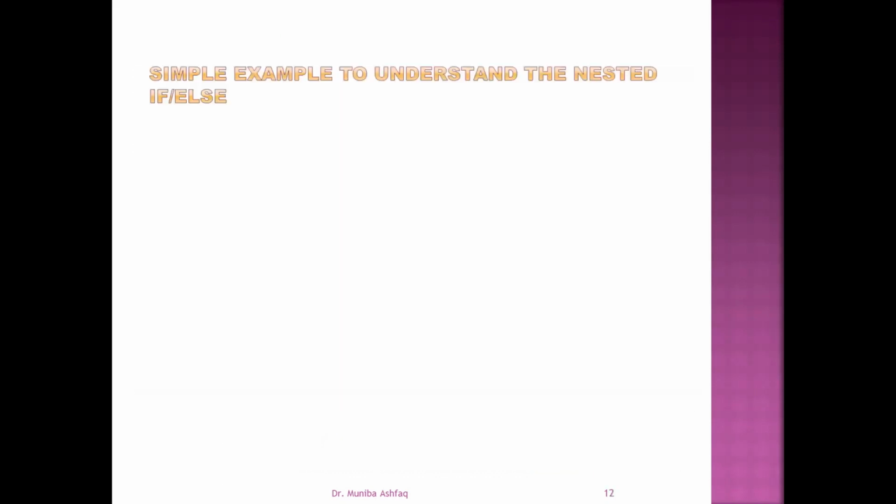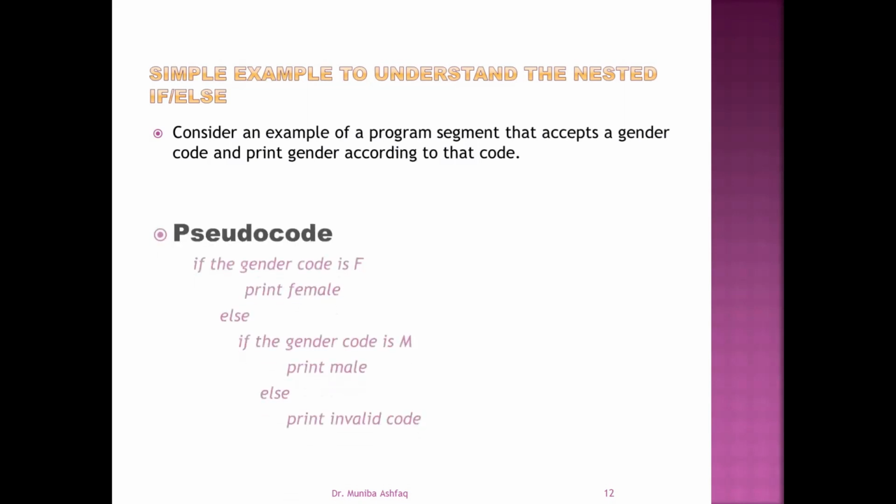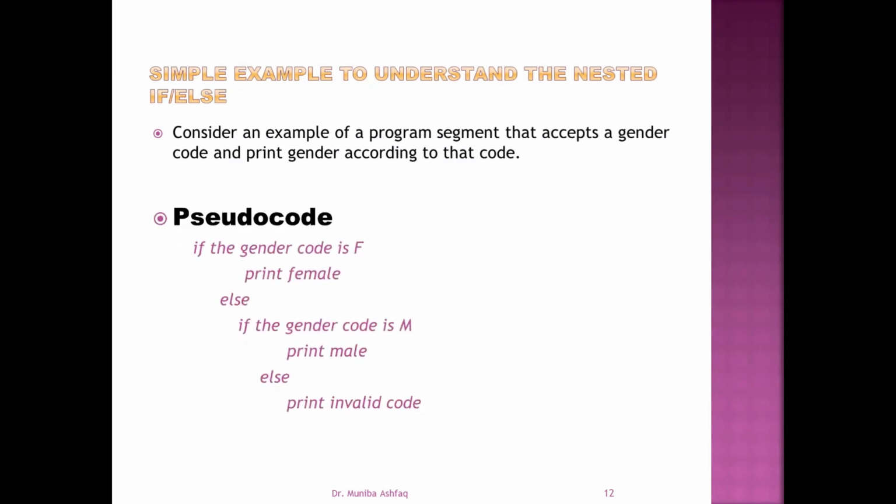So here comes another simple example to understand the nested if else. Here's the statement of the program. Consider an example of a program statement or a segment that accepts a gender code and prints the gender according to that code. So here is a serial code. If the gender code is F, you have to print female. Else, if the gender code is M, print male.